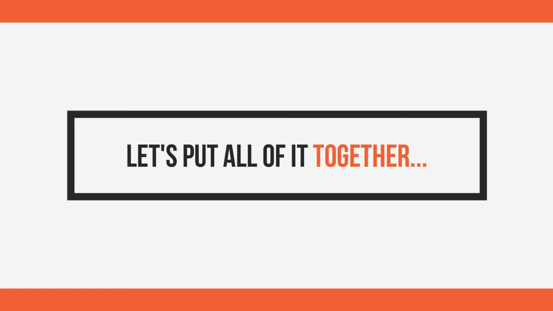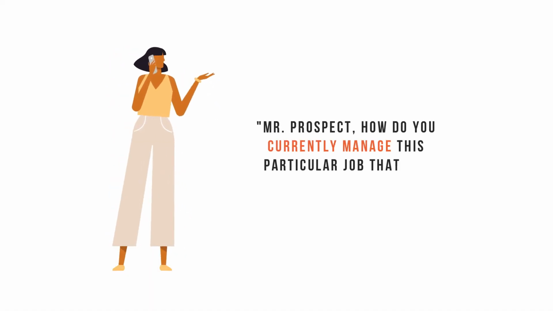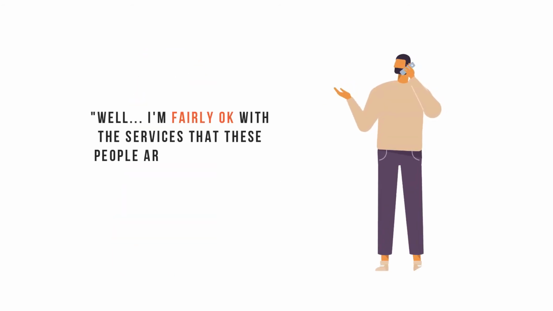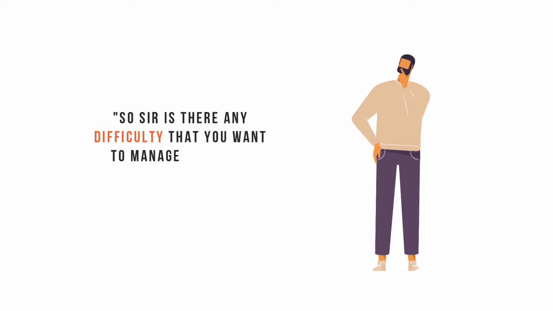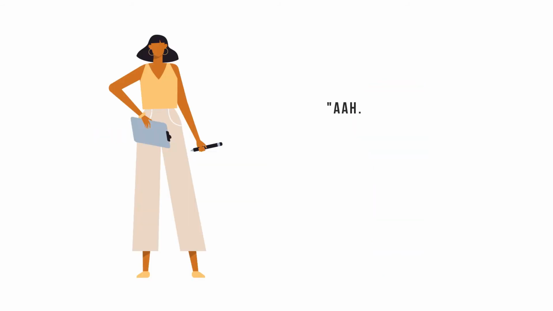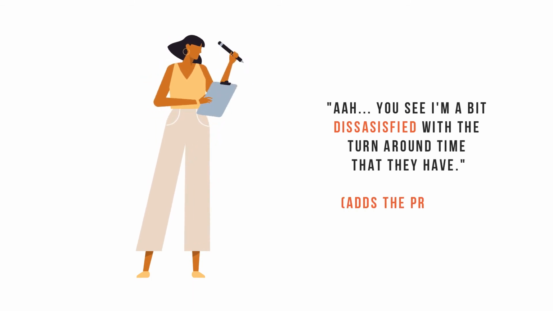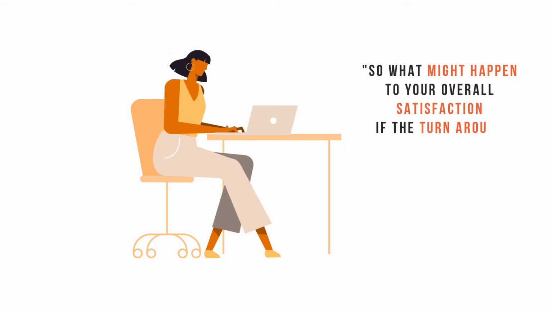Let's look at how we can put all of this together. It goes on like this. Mr. Prospect, how do you currently manage this particular job that you want to get done? Well, I'm fairly okay with the services that these people are providing me. So, sir, is there any difficulty that you want to manage better? You see, I'm a bit dissatisfied with the turnaround time that they have. So what might happen to your overall satisfaction if the turnaround time problem persists?